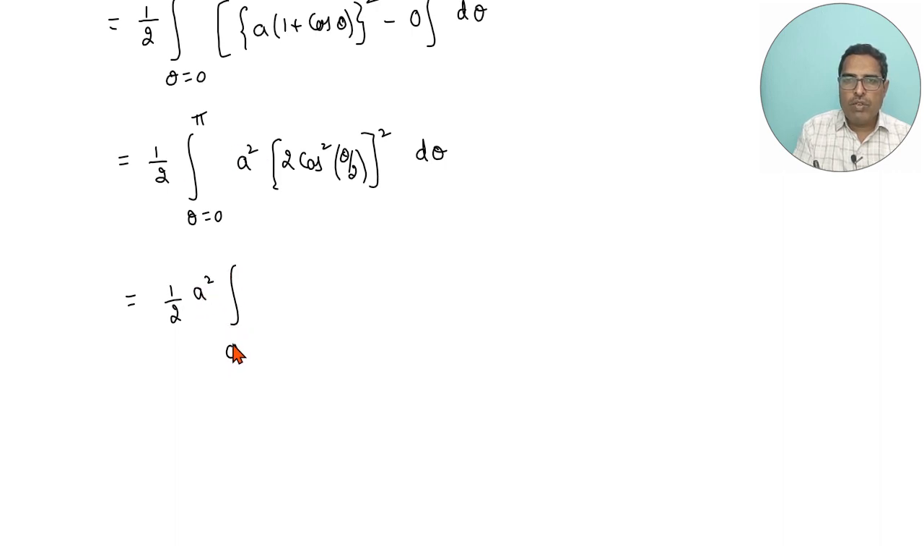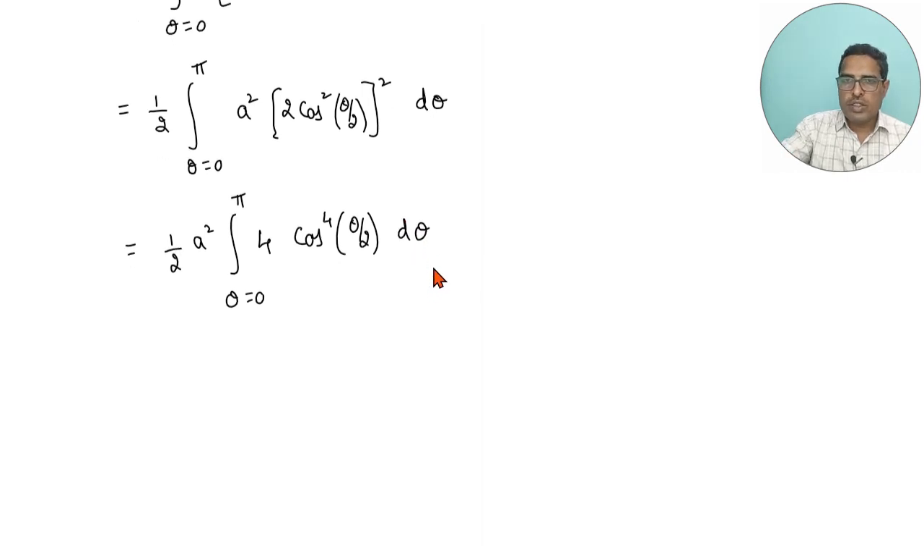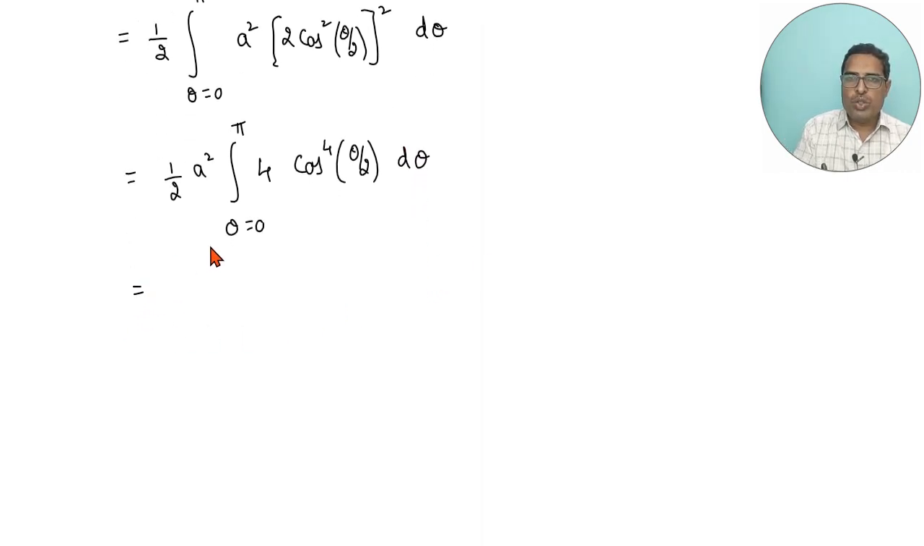Then you have the integral of theta from 0 to pi. You can square this one. 2 square will be 4. Cos square whole square will be cos power 4 of theta by 2 times d theta. So this will be equal to, 4 will come outside, so 4 times a square by 2, integral of theta from 0 to pi, cos power 4 of theta by 2 times d theta.